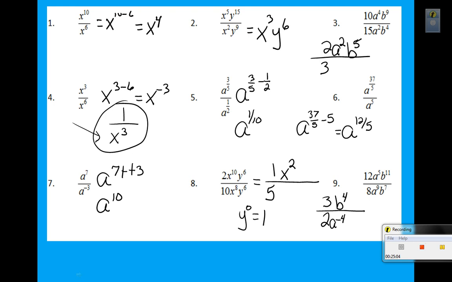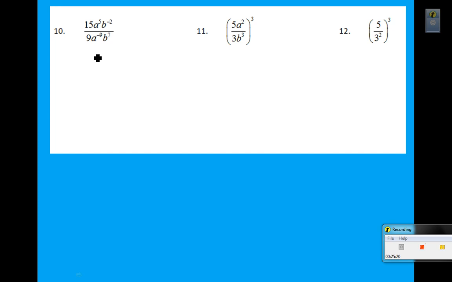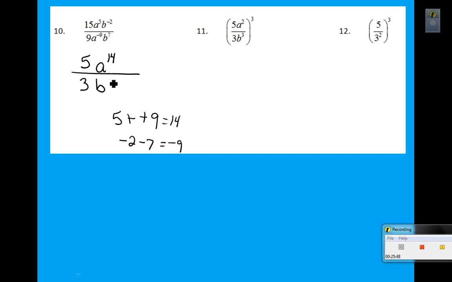So here's my number 10. I need a better name for 15 ninths. Oh, it looks like 3 goes into both of them, so I got 5 thirds. Then I'm going to go 5 minus negative 9. And once I do that, guys, I get 14. So I got an A to the 14th on top. And on the B, I got negative 2 minus 7, which is negative 9. Since we just said a negative, it goes on the bottom. And then we're done.